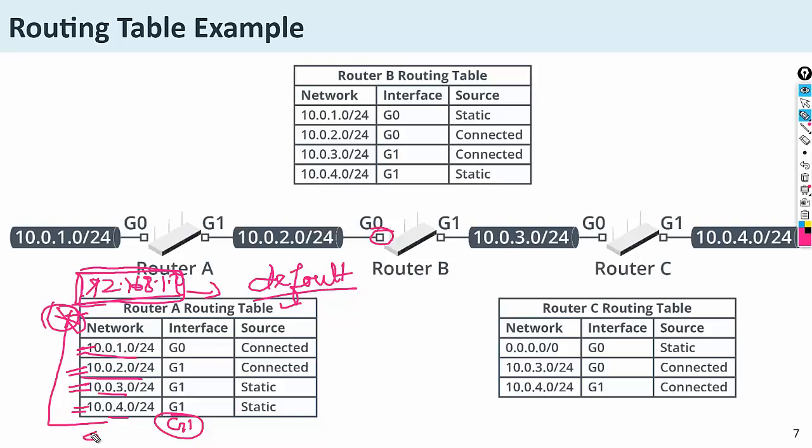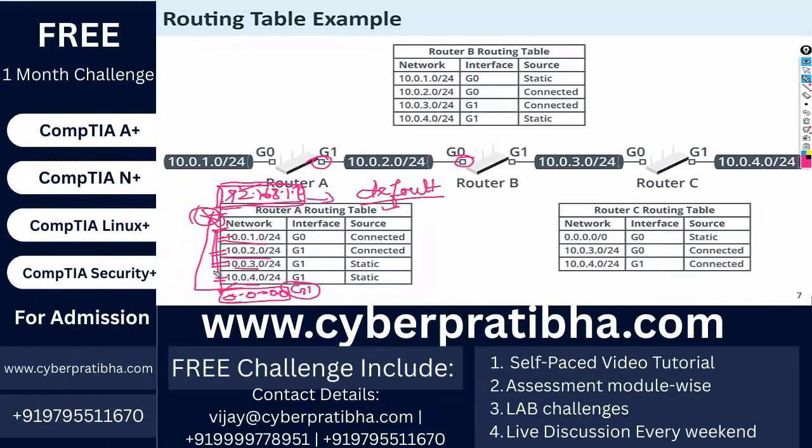So a default route looks like 0.0.0.0. What does it mean? Any packet, any IP address, any network address, any subnet mask will be forwarded by G1. If the default route does not exist, it will only check for the static routes, and then it will be forwarded. Got it? So these are the static route and the default route.